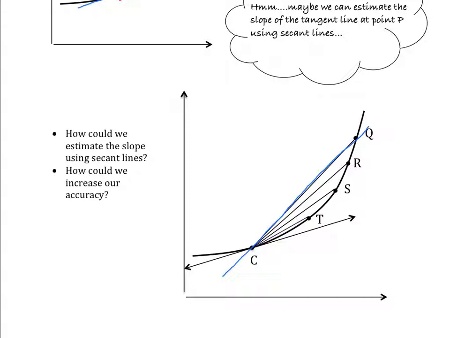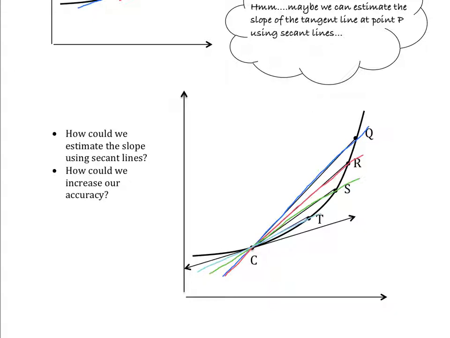Well, an even better estimate is instead of using Q and C, I could use R and C. That's even closer to the tangent line, a more accurate slope. Even closer than that, I could use S. And the slope of that secant would better approximate the tangent. Or even better than that, I could use the slope between T and C. As I get closer and closer and closer to C, it's approaching the slope of the tangent line.